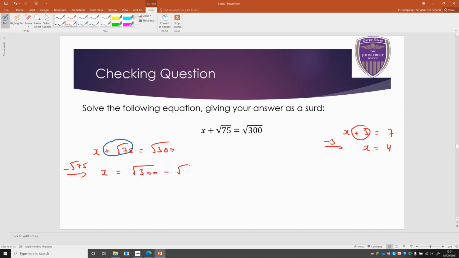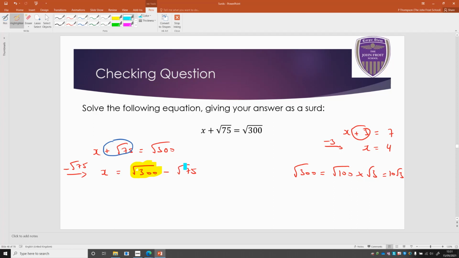take away root 75, and now let's hope that both of these surds can be expressed in terms of the same other surd. So let's think about root 300. Now, root 300, I think, is going to be 10 root 3. It is, because it's 100 times 3. So it's 10 root 3.